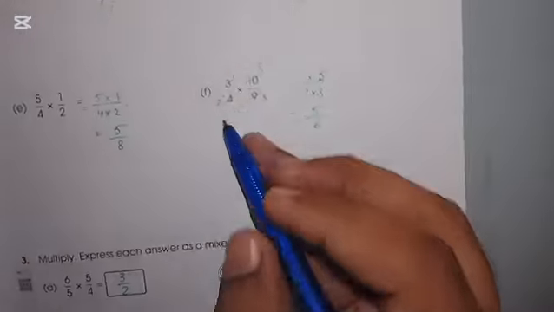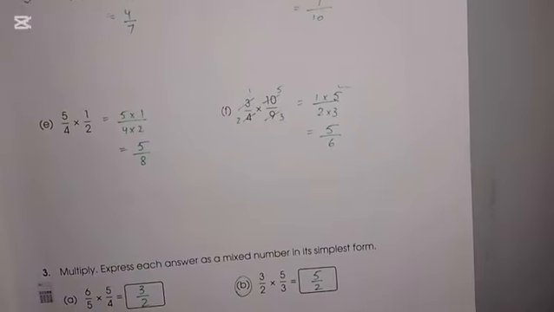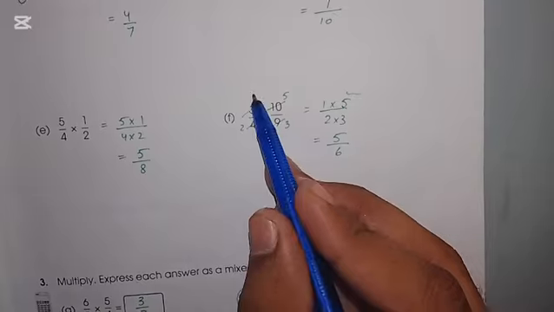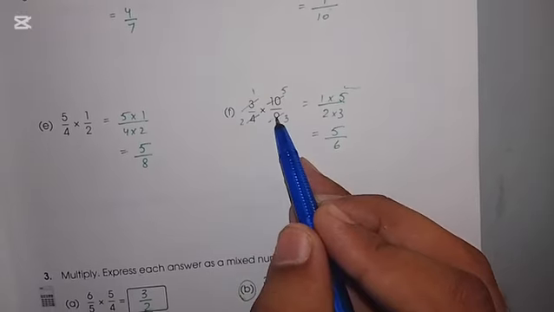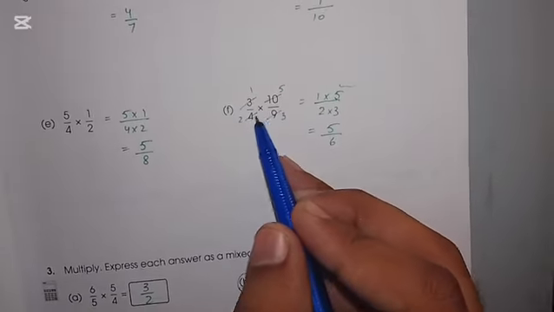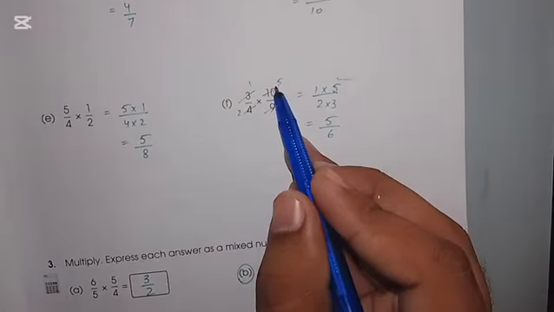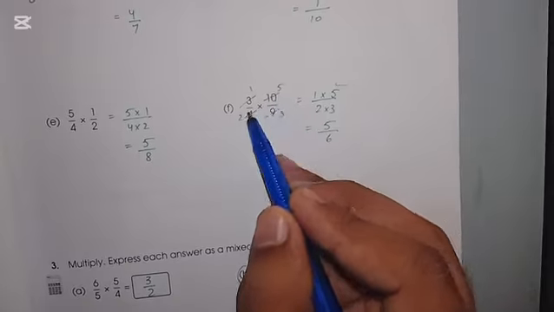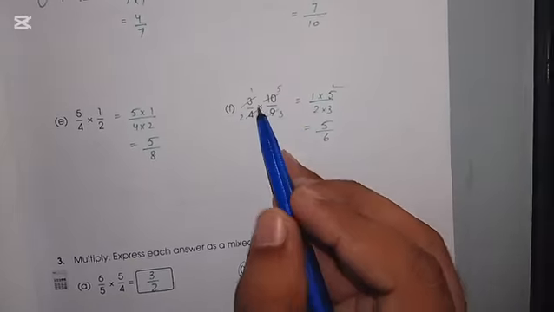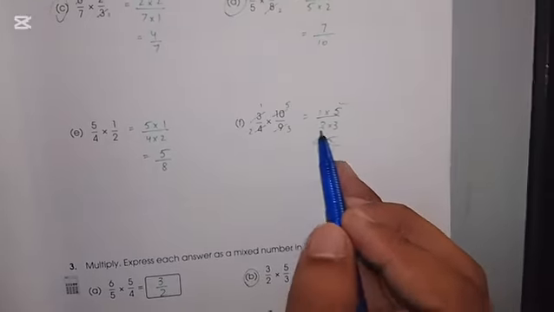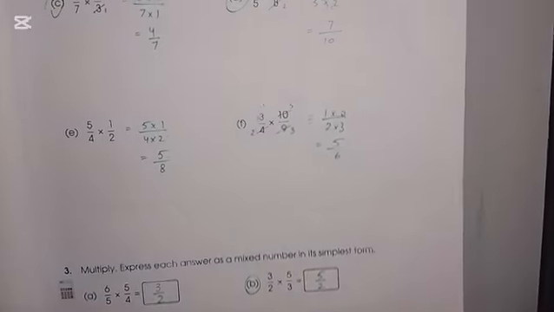This is the F part, 3 over 4 multiplied by 1 over 9. I can see that this 3 and this 9 go on the same table of 3. So 3 1s are 3, 3 3s are 9. They cancel out. And I can see that 4 and 10 go on the same table of 2. So 2 2s are 4 and 2 5s are 10. So these would both cancel out and we get 2 and 5. So 1 multiply 5 and 2 multiply 3. 1 5s are 5 and 2 3s are 6. This is our answer.